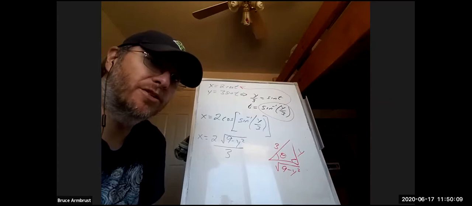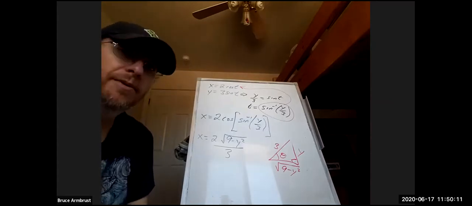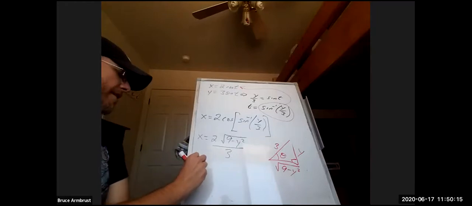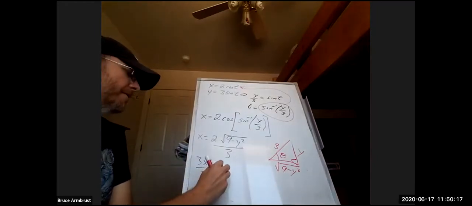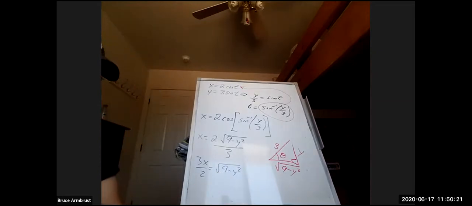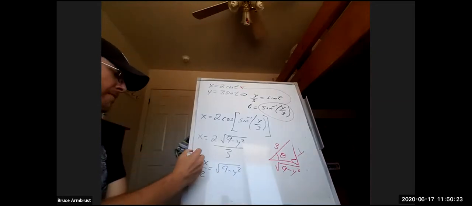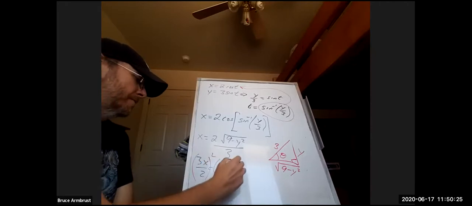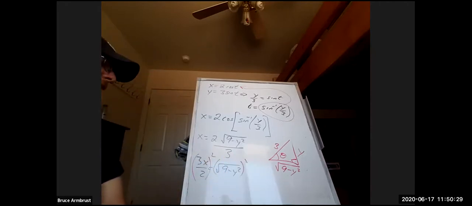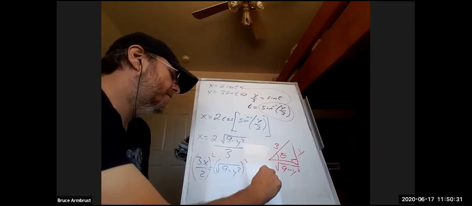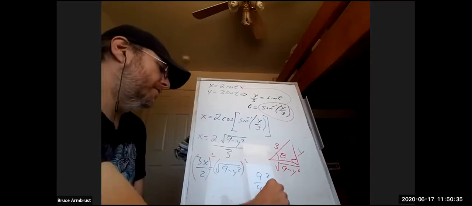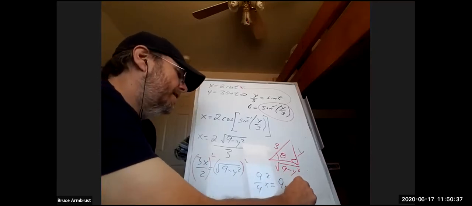Mostly, let's get rid of that square root. So I'm going to start by moving the 3/2 over just to get that square root by itself. And now I'm going to square both sides. So that's going to give us 9/4 x squared equals 9 minus y squared.